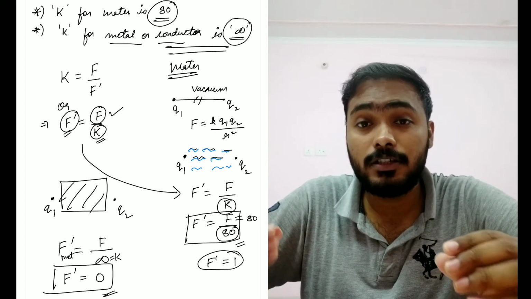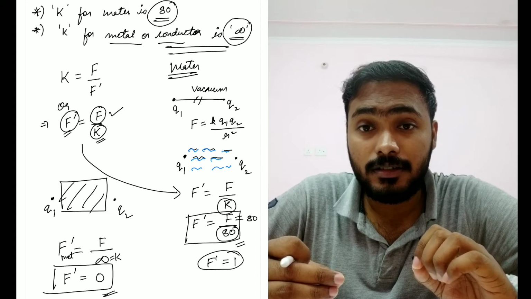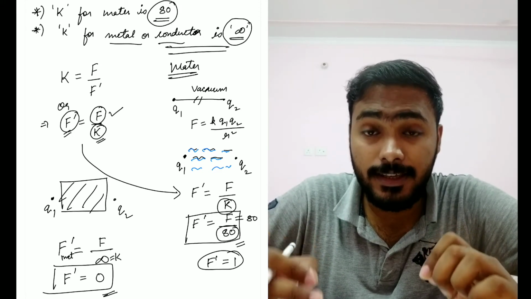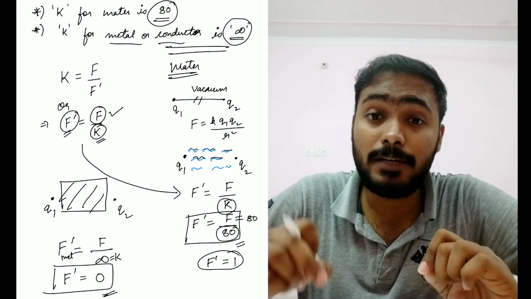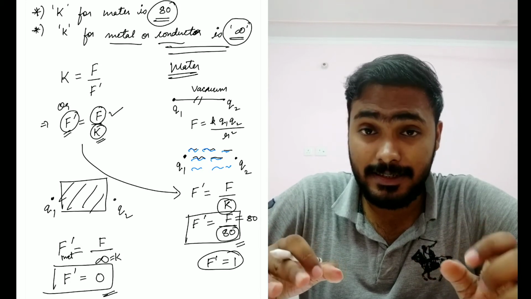The moment you introduce a medium, the force of interaction will be reduced by the factor of K, and that factor K is what you call the dielectric constant of that particular medium. I hope that is understandable, right?